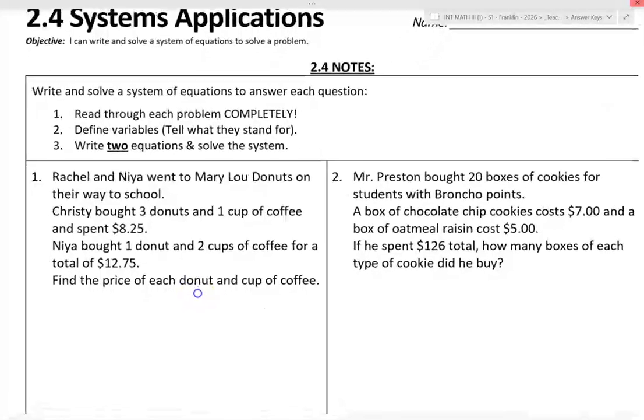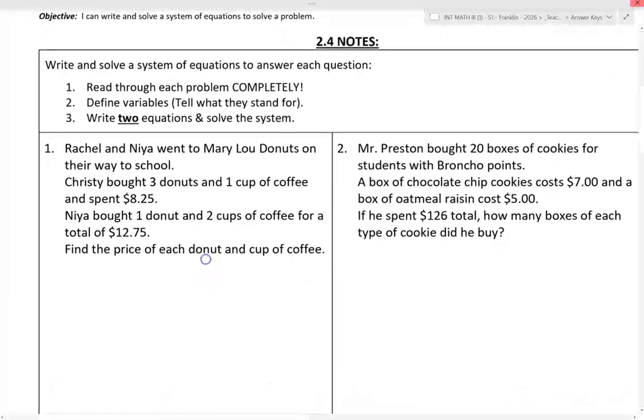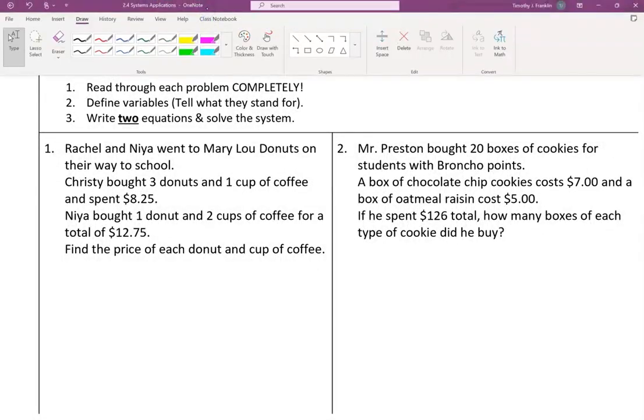read through the whole thing, and then once you figure out what the variables need to be, so what you're trying to find, define those variables and tell what they stand for. And then we'll write two equations and solve the system that we write.